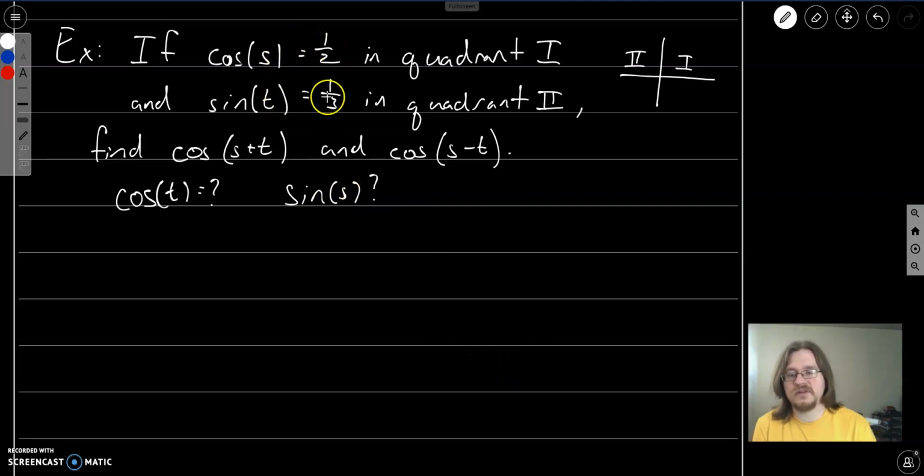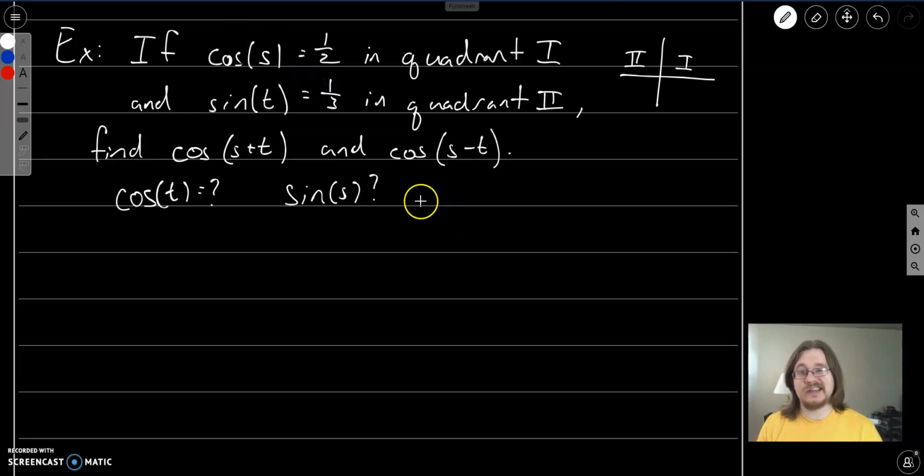We know the other two, so we could just plug them into our formulas. All we have to do is figure out the cosine of T and the sine of S, and we're golden. We need to use the information that we're given, the cosine of S and the sine of T, to figure out the other ones. And we've done this before in previous chapters. If we're given information about one trig function, we can find the rest.